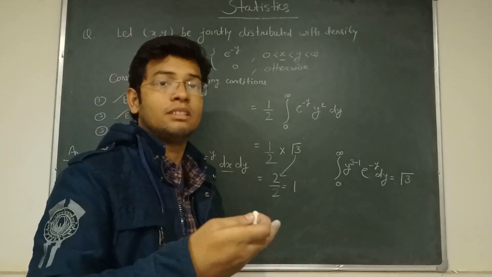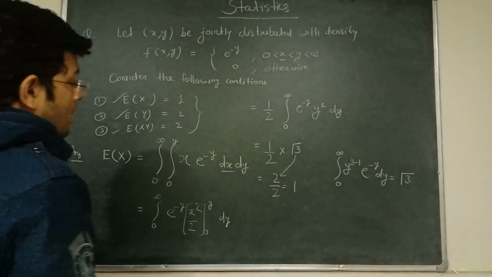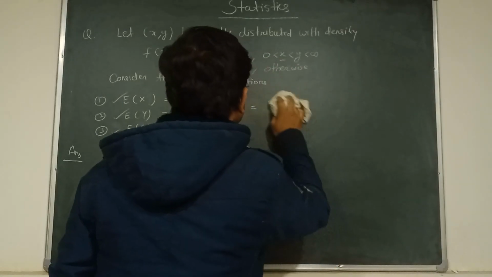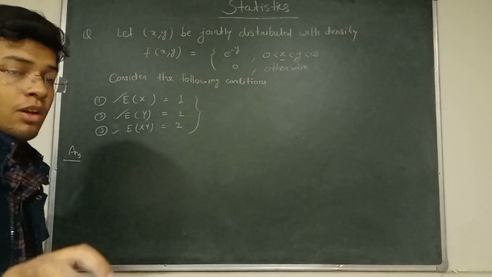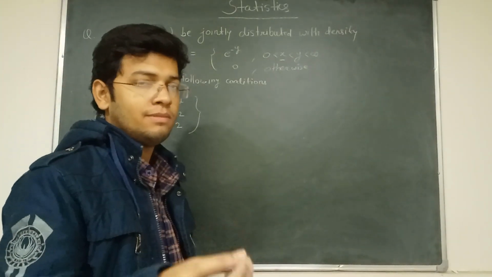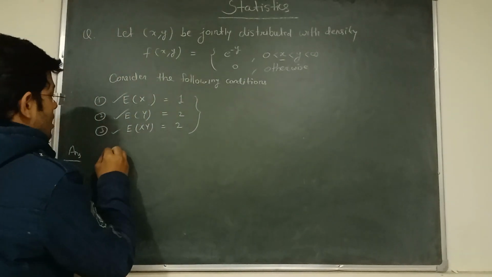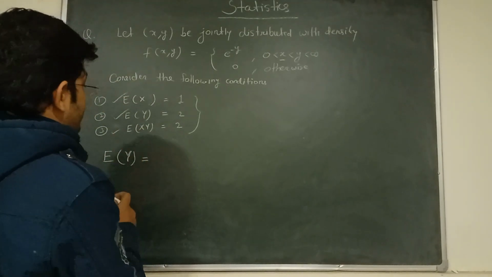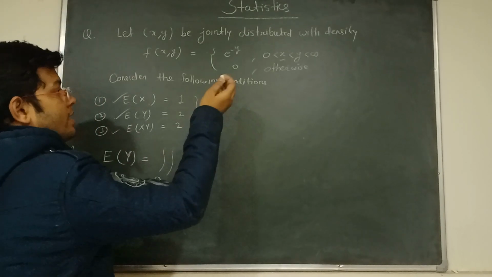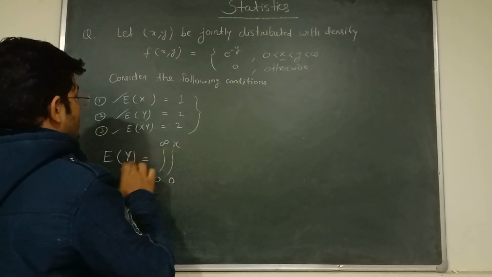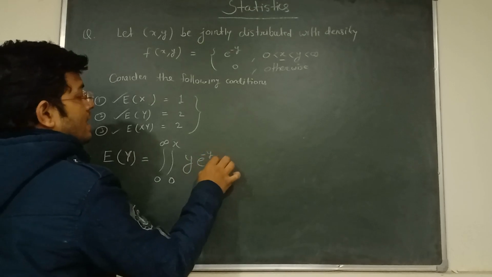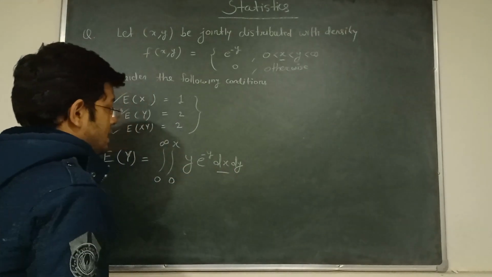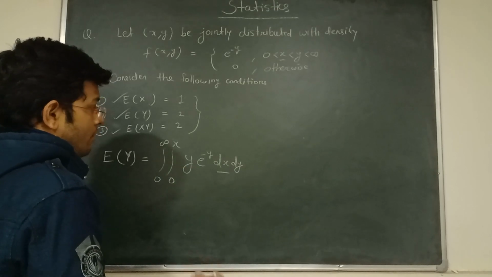Second, we will find the value of E[Y]. How can we find the value of E[Y]? The expectation of Y is equal to the integral of y times e to the power minus y, dx dy. Now what is the next step? This is the dx, this is the y.